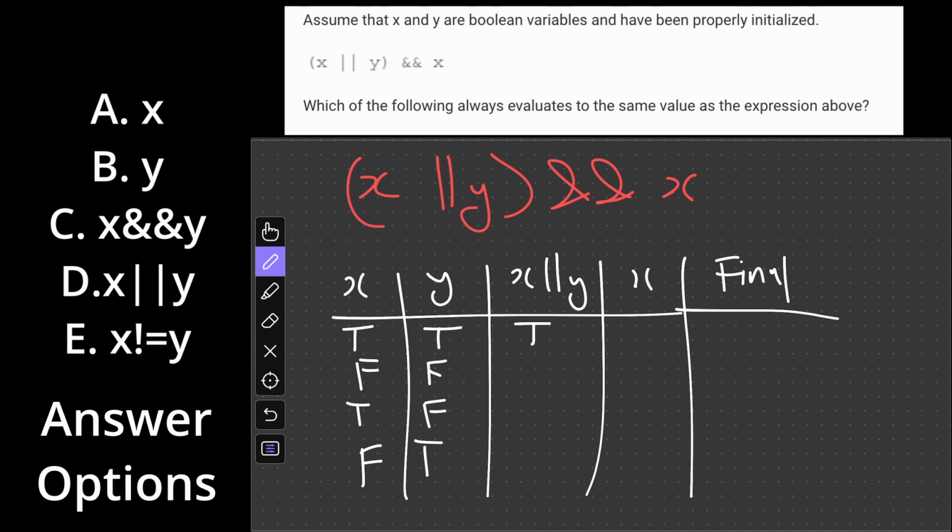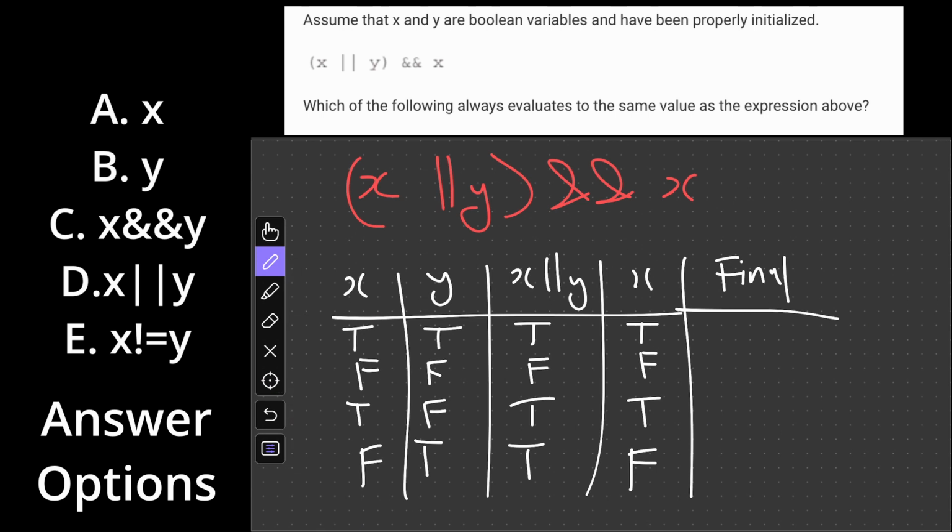False or false, that's going to be false. X or Y, true or false, that's going to evaluate to true. And false or true is going to evaluate to true. So we're done with our X or Y. Now X will just be that X value. So X goes true, false, so we're going to just put true, false, false. For X, we're just putting in these values.